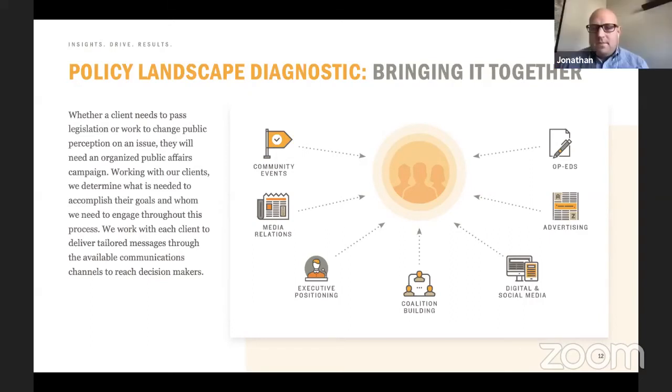This is how we start to think as we put together a strategy. And certainly from the positioning of a coalition, we've already talked about the third parties and how that fits into the strategy as well.